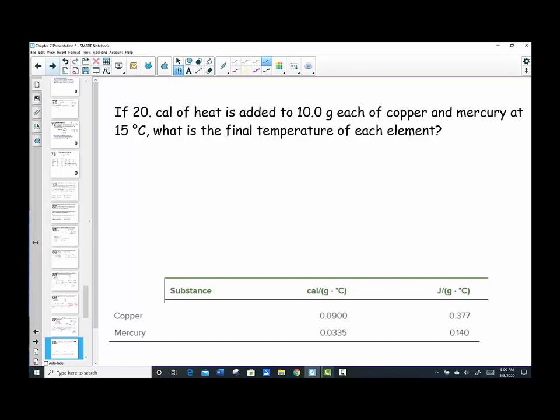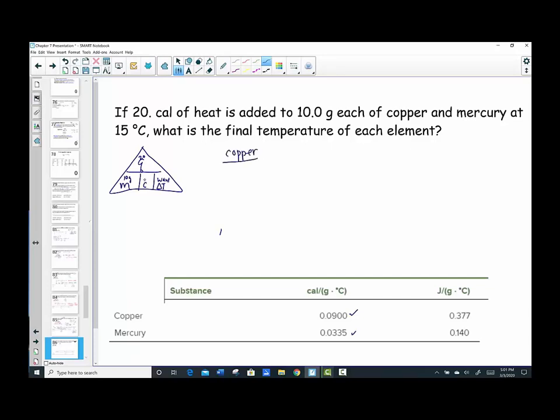We have 2 separate problems here, don't we? We have to solve for copper and then for mercury. I know that Q is equal to M times C times delta T. We want to know the final temperature, so we better solve for delta T. That's what we want to know. Now, both of these are giving me 20 calories of heat, and they're both giving me 10 grams, but I've got to solve 2 separate problems, one using the copper and one using mercury. So let's set up for copper first.